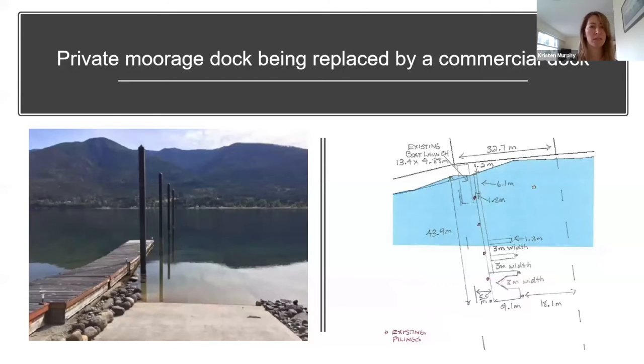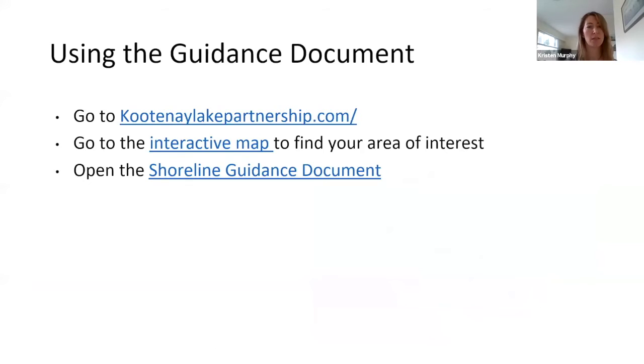So the first thing to do in using the guidance document is to get to the guidance document. The easiest way is to go to the Kootenay Lake Partnership website, where you can then click on the interactive map. I'm not going to have a live example just because of where we're at in the digital world, and I don't want us to get locked in a screen for the remainder of the presentation. So I've just grabbed screenshots of specific slides.